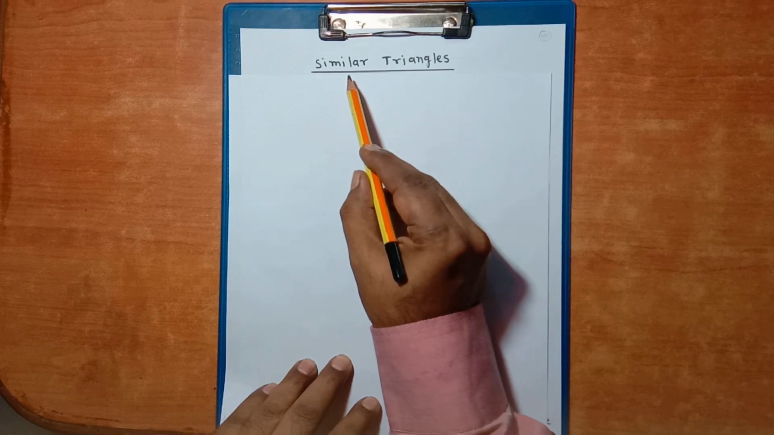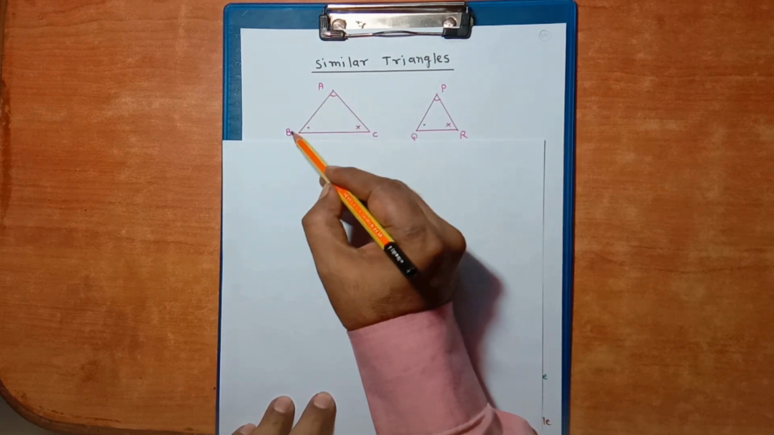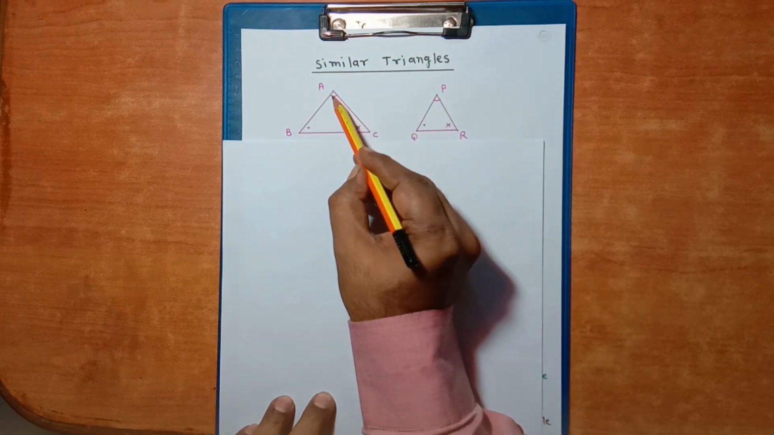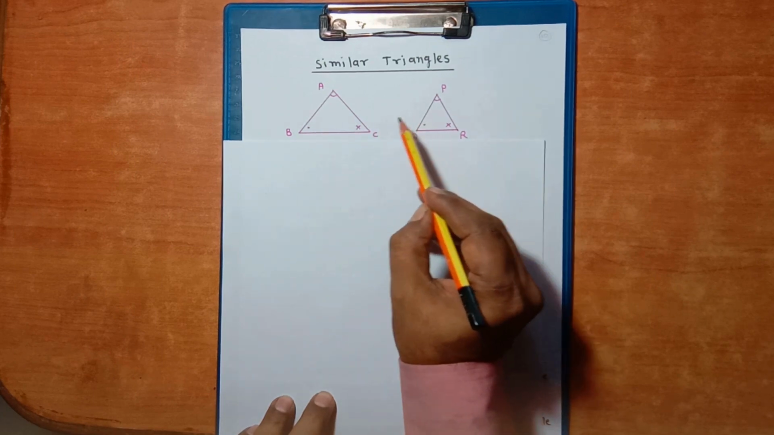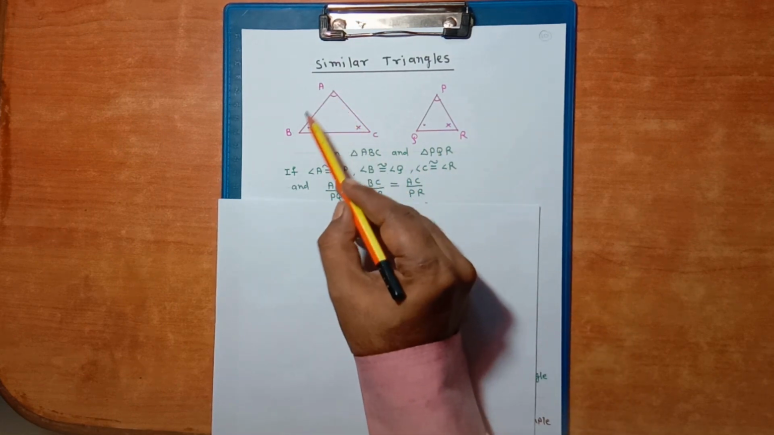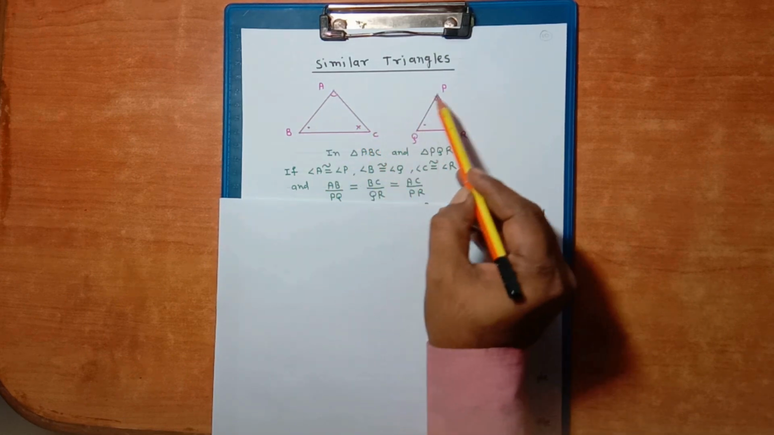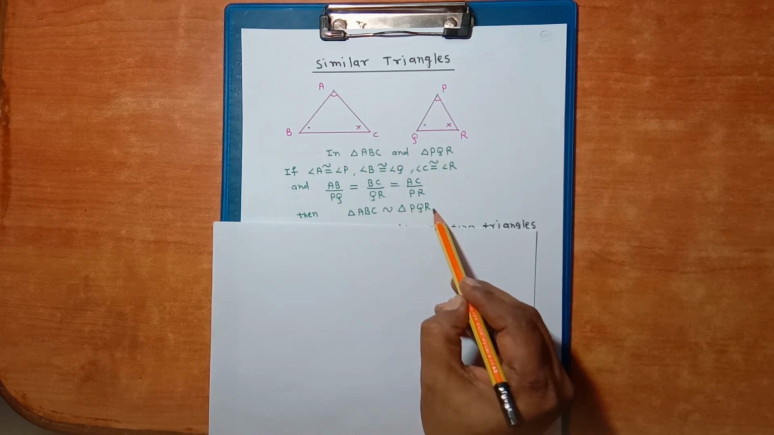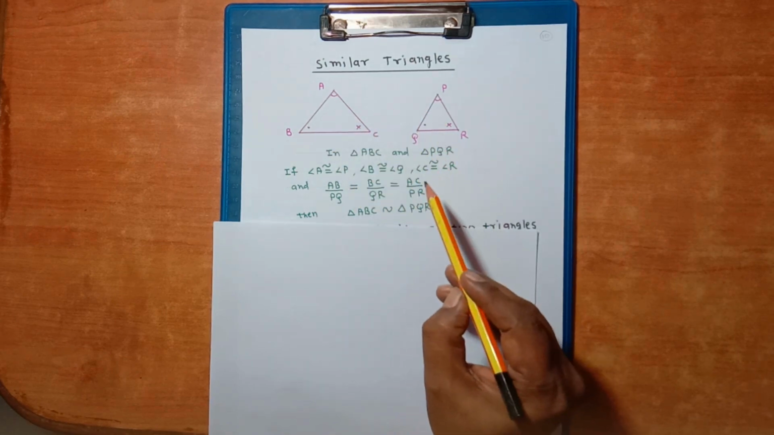Now let us study similar triangles. In triangle ABC and in triangle PQR, it is shown that angle A is congruent with angle P, angle B is congruent with angle Q, and angle C is congruent with angle R, and AB upon PQ is equal to BC upon QR is equal to AC upon PR. Then we can say that triangle ABC is similar with triangle PQR. Here corresponding angles are congruent and corresponding sides are in proportion.